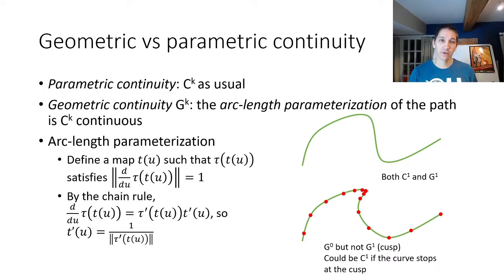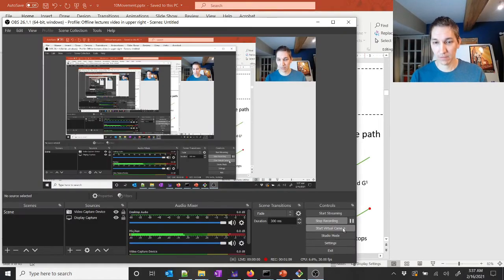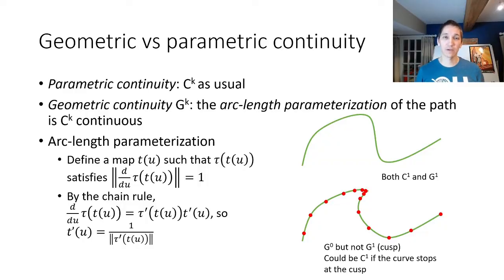Now, we can also talk about various properties of the curve itself. So there's the notion of parametric continuity, which is the standard form of continuity. So it's C^k. For example, C0 curves are continuous. C1 curves have continuous first derivatives. C2 have continuous second derivatives, and so on.